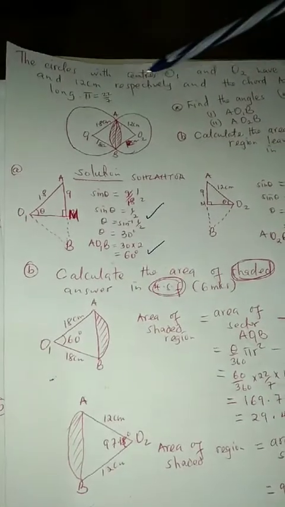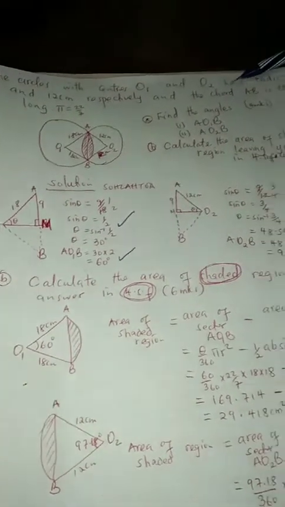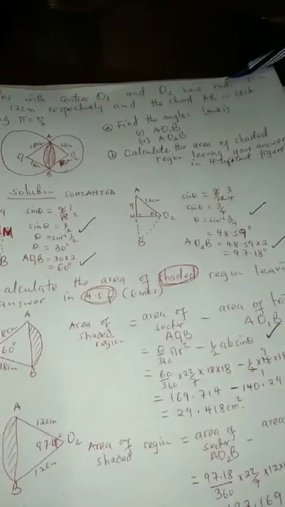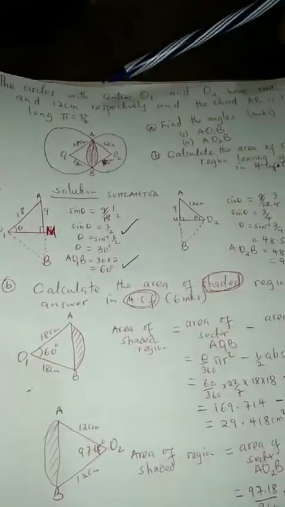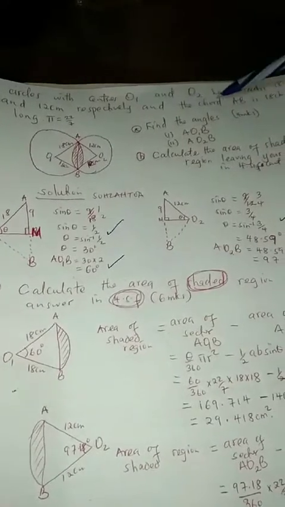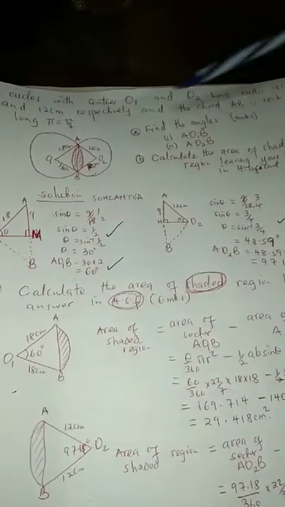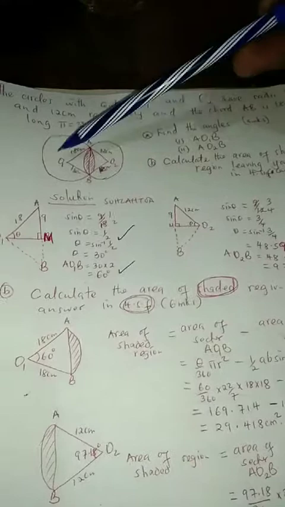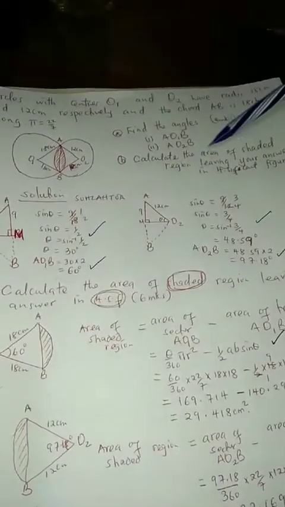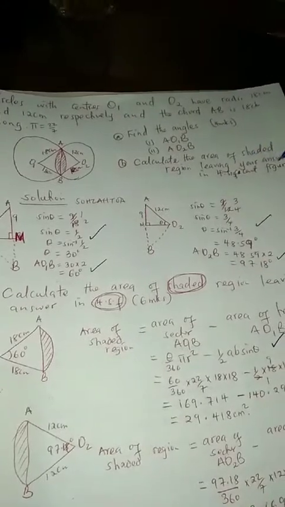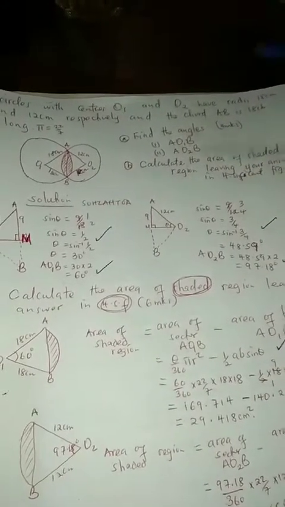The question: the circles with centers O1 and O2 have radii, radius when it is singular, 18 centimeters and the other one is 12 centimeters respectively. And the chord AB is 18 centimeters. You can see the line from A to B. So that is the question. You are being asked to find the angle and also calculate the area of the shaded region, leaving your answer in 4 significant figures.